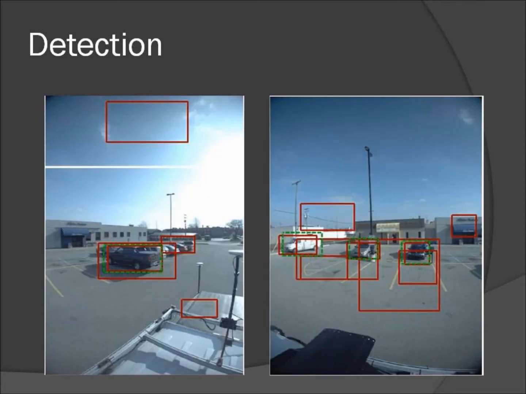Here's the result from the detector. As we can see, it can detect most of the cars in each frame. However, there are still a lot of false bounding boxes, such as the one on the sky on the left image, and a lot of big bounding boxes on the right image. So we need to find a way to remove these false detections, and classification is obviously an answer.